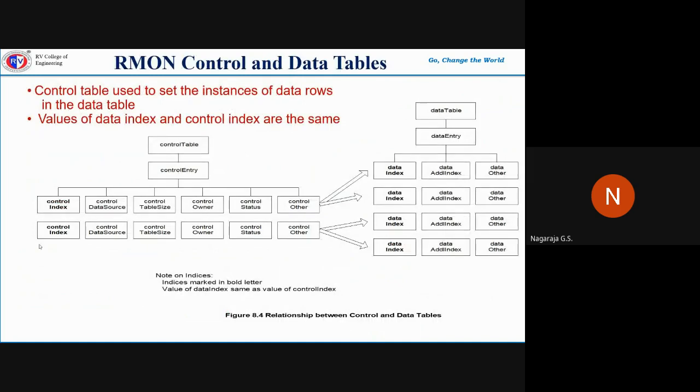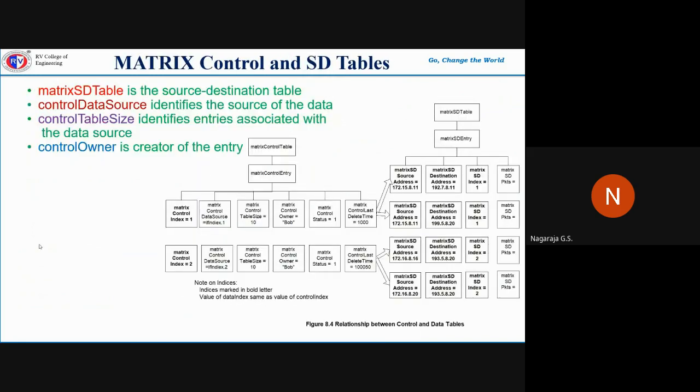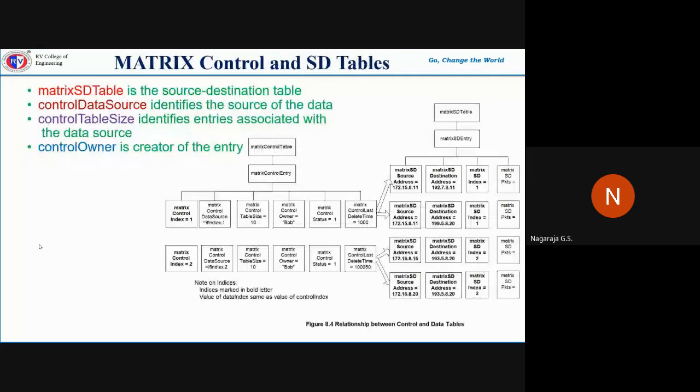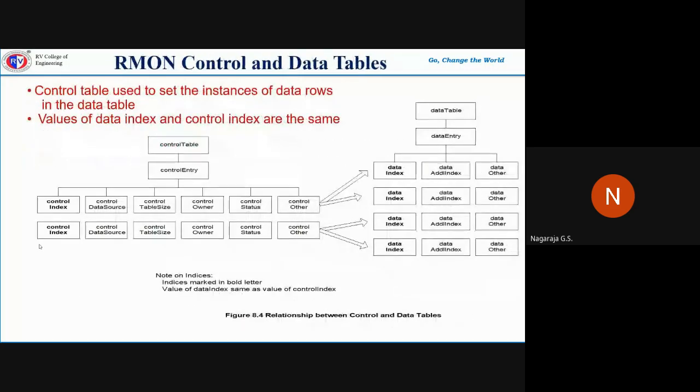Then there are the RMON control and data tables. We require many data and control tables relating to RMON. I think you can easily understand from this particular diagram. There are two things.